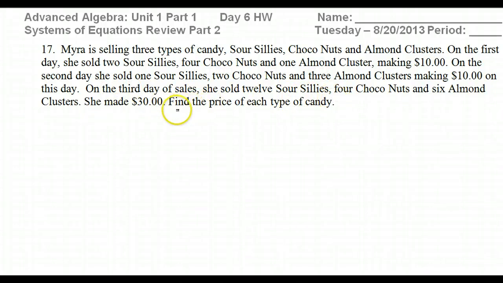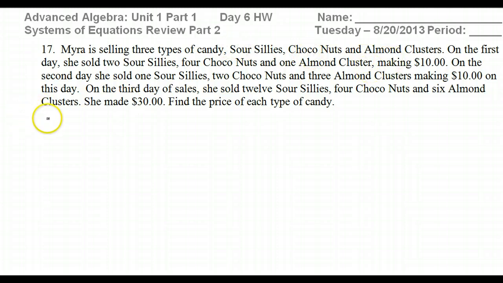This last sentence will really tell you what your variables need to be. Find the price of each type of candy. Okay, the price of each type of candy. That's what the variables need to be. Let's see, sour sillies, choco nuts, and almond clusters.